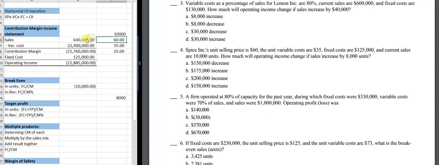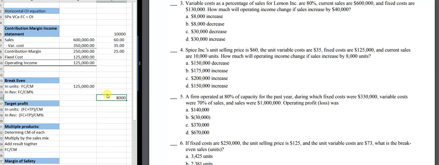So first thing I'm going to do is figure out, I've just stuck my number of units up there. So I have 10,000 times 60. That's my revenues, and my variable costs are 10,000 times 35. So my contribution margin is 600,000 minus 350,000. Also note, I could have just taken a shortcut here and said 60 minus 35 is 25, and then take 25 times 10,000. Fixed costs are 125,000. So right now I have 125,000, and I'm going to put that down there so I don't lose it.